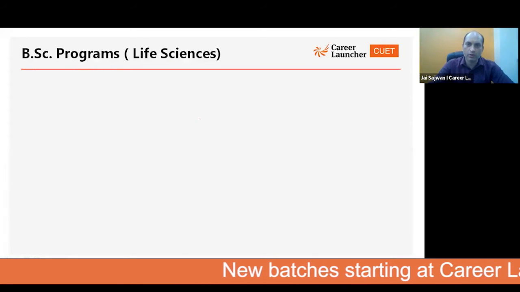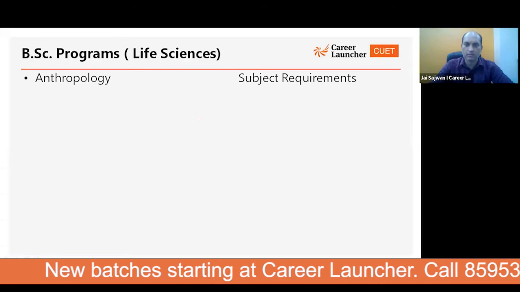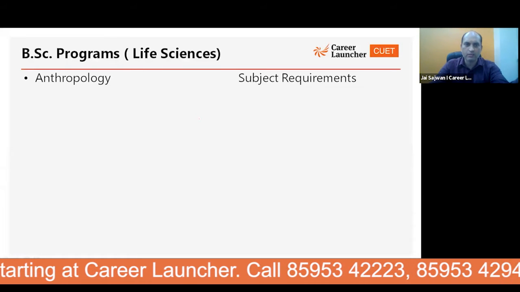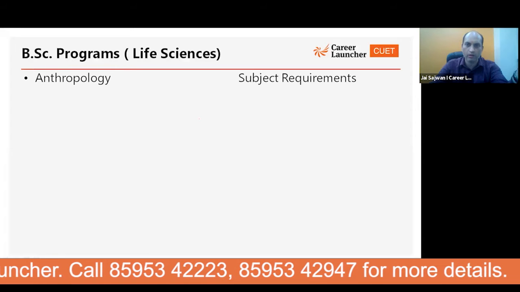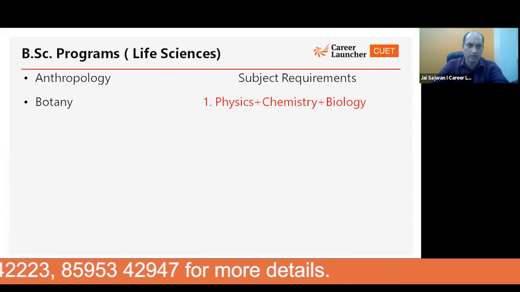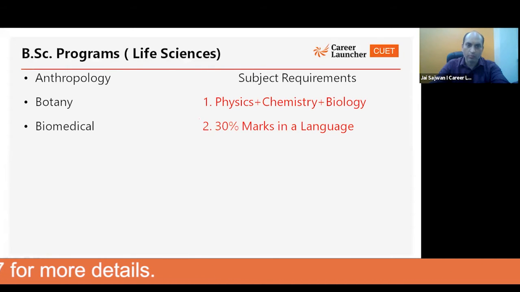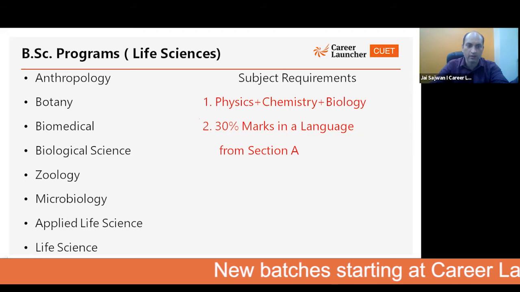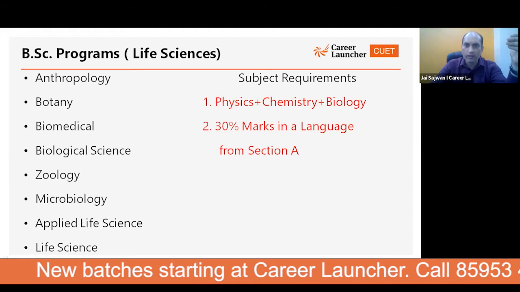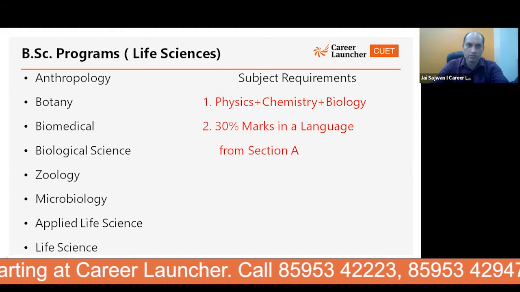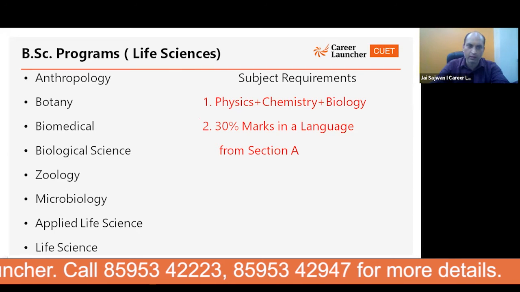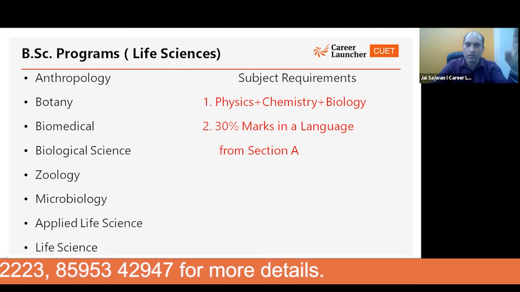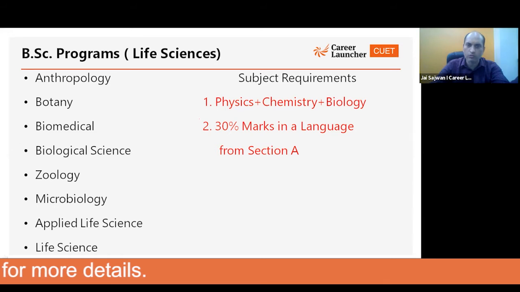So the first program that we have covered here is BSc in Life Sciences. Now, why did I mention it as life sciences? It is because there are multiple programs in life sciences. For example, anthropology is there, botany is there, biomedical is there, biological science is there, geology is there, microbiology is there, applied life science is there, and life science is there. So you will get all of these BSc programs, whether it is anthropology, botany, biomedical, biological science, zoology. There are different nomenclature that they have given. Of course, if you want to study botany and zoology, they are completely different.